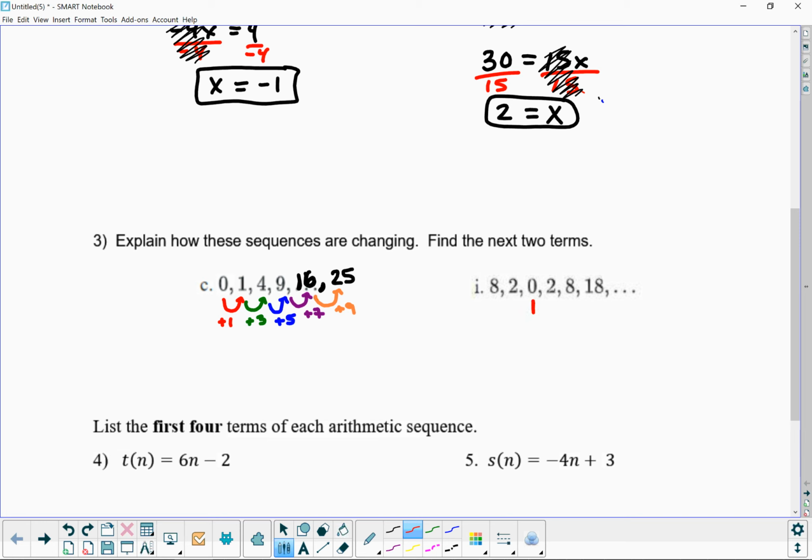So from 0 to 2, that's plus 2. And 2 to 8, it's going to be plus 6. And 8 to 18, plus 10. Ooh, I kind of see this, right? So between each one, you're adding 4 more than the previous. Right? So let's see if this is right.